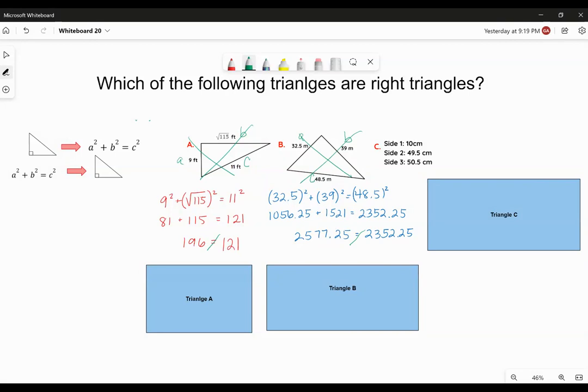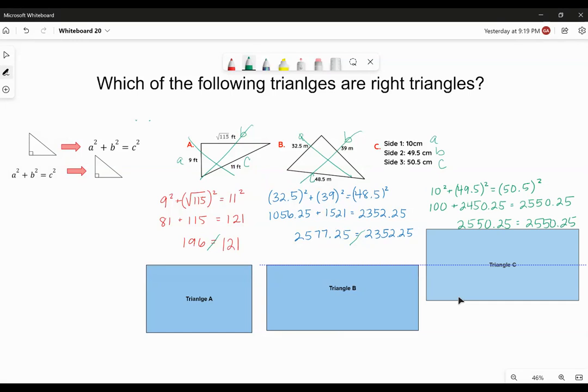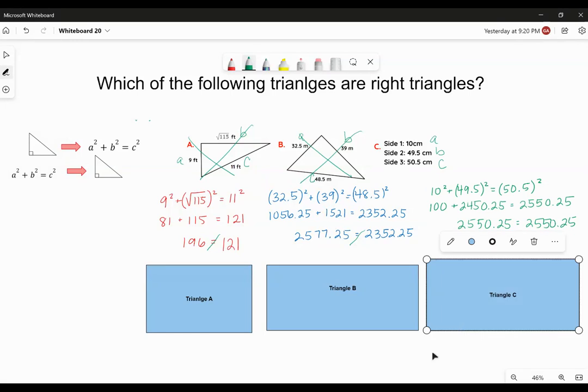Okay, let's go ahead and look at our last one. We don't have a drawing, but we're going to set it up just the same. We're going to look for that longest side and label that side C. So in this case, that would be side 3. This is going to be our C. And then it doesn't matter which side is A and B. We'll just put them in order. And then we can set it up using the Pythagorean theorem.